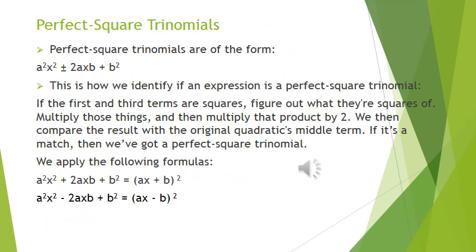This is how we identify if an expression is a perfect square trinomial. If the first and third terms are squares, figure out what they're squares of. Multiply those things, and then multiply that product by 2. We then compare the result with the original quadratic's middle term. If it's a match, then we've got a perfect square trinomial.